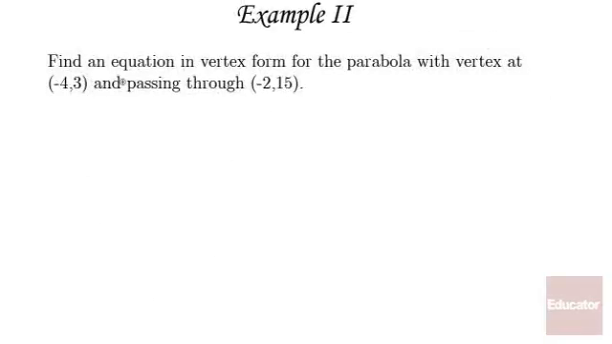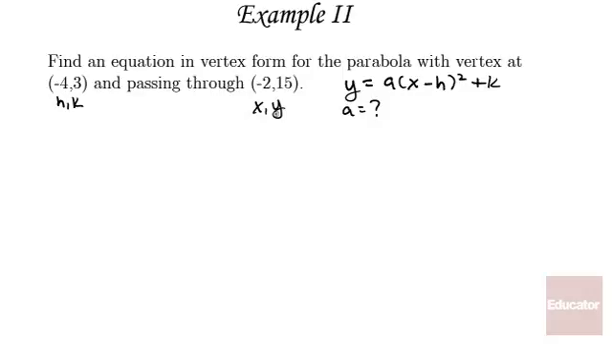Okay, here, find an equation in vertex form for the parabola with vertex at (negative 4, 3) and passing through the point (negative 2, 15). So first, looking at what I have and at what I need. Vertex form, y equals a times (x minus h) squared plus k. So to write in vertex form, I actually need a, h, and k. What do I have? Well, I have the vertex. So this is h and k, and I have a point. So this is x and y. What I'm missing is a. But since I have everything else, I can solve for a.